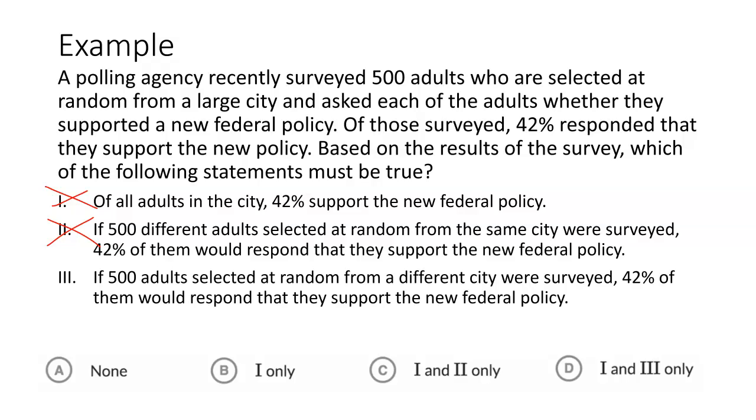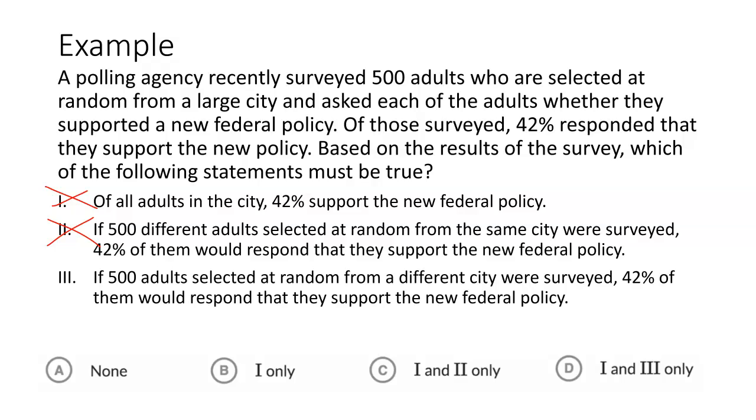So this is saying of all the adults in the city, 42% support the new federal policy. That is too exact for us to know for sure. I surveyed 500 adults out of a city that probably has hundreds of thousands, if not millions of people in it. Okay? The only way I could know this for sure is if I asked every single adult. If 500 adults selected at random from a different city were surveyed, 42% of them would respond that they support the new federal policy.